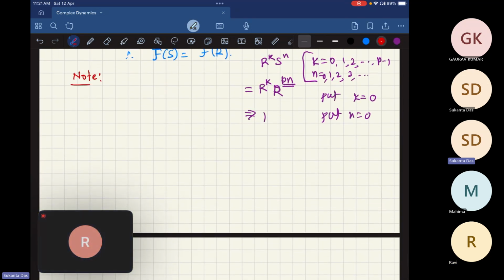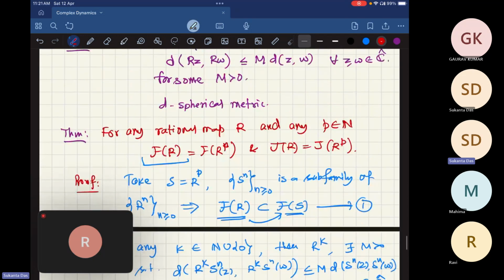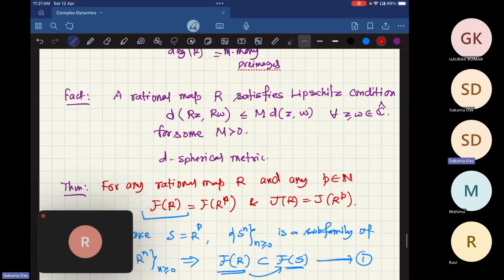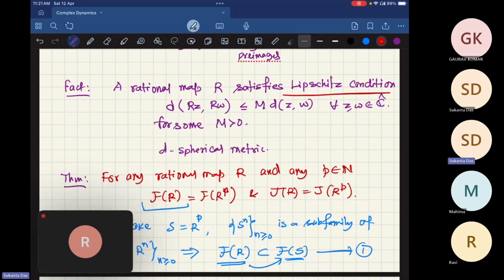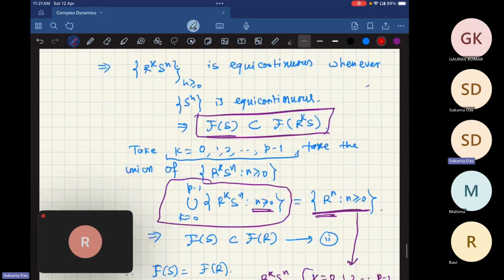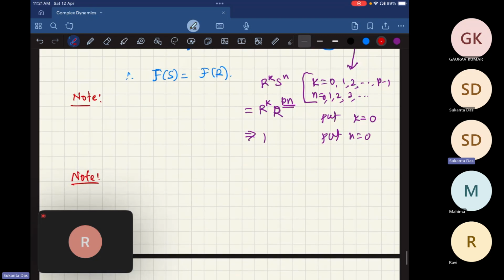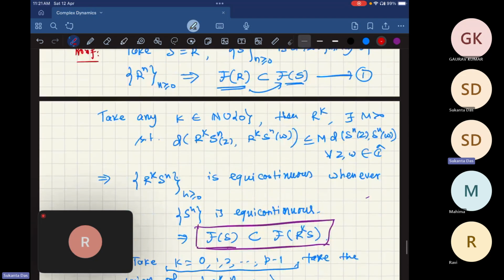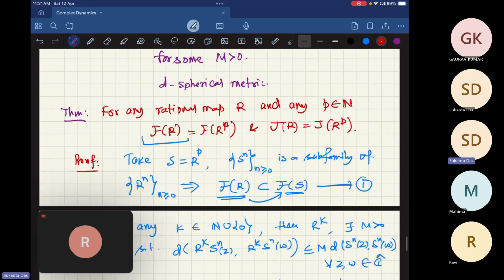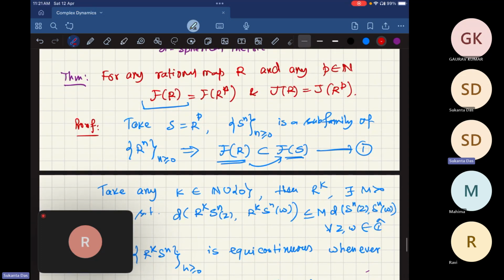Now let me give a useful note here. The idea by which we have proved this is basically coming from this Lipschitz condition. And this holds for all rational functions, but unfortunately, this doesn't hold true for any transcendental entire function. So that is why we cannot use this method of proof for the transcendental case, although this result holds for the transcendental setup also.